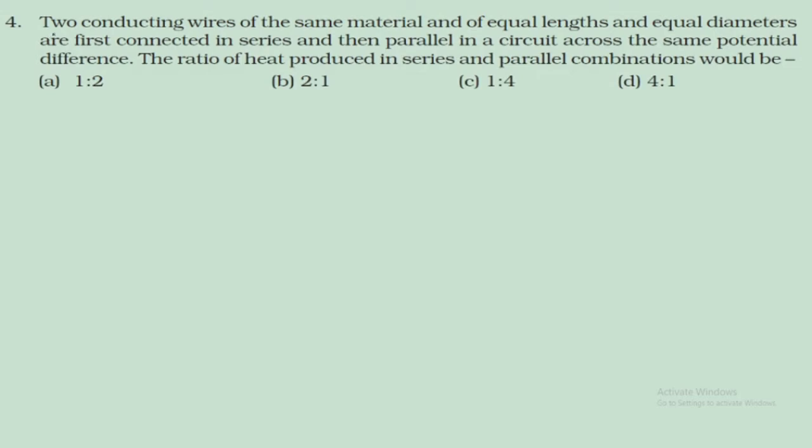The question 4th is, two conducting wires of the same material and of equal length. Same material means both are made from copper or silver or any other material. The material is same. Equal length means L is same, and diameter means area of cross section, that is thickness, is also same. It means resistance of both conducting wires is same. That means R1 is also R and R2 is also R.